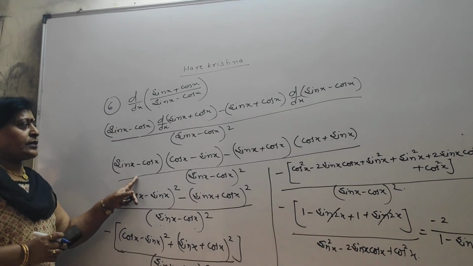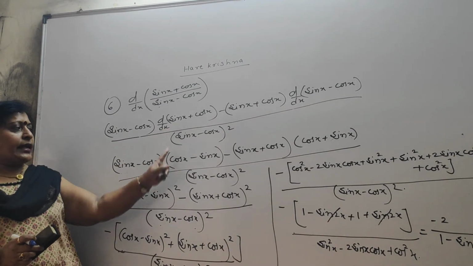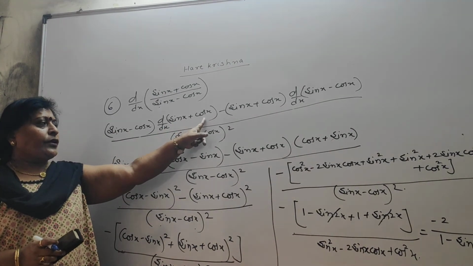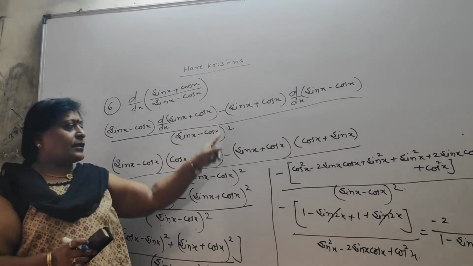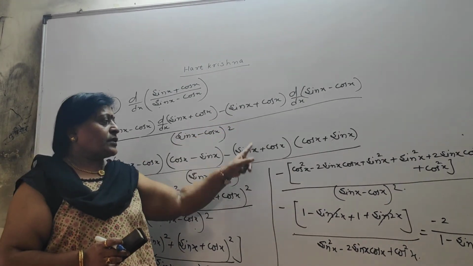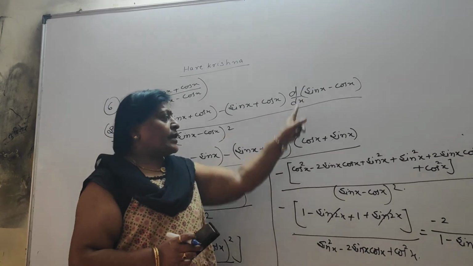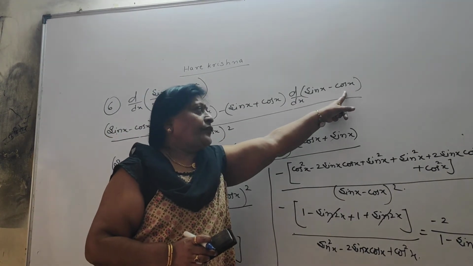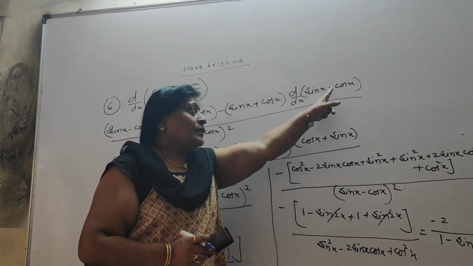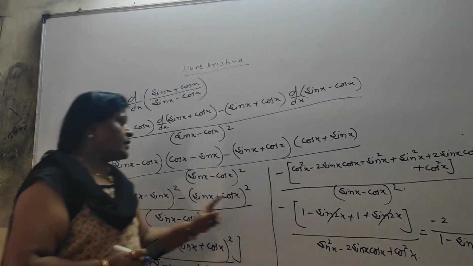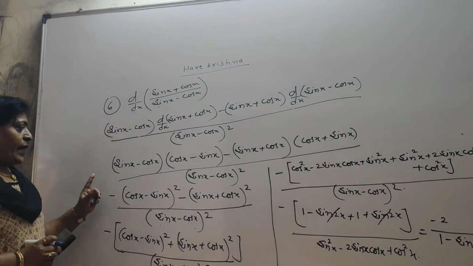Again sin x minus cos x remain as it is. The derivative of sin x is cos x. The derivative of cos x is minus sin x. Minus sin remain as it is. sin x plus cos x remain as it is. The derivative of sin x is cos x, and the derivative of cos x is minus sin x. This minus, that minus, minus minus plus, again denominator square remain as it is.